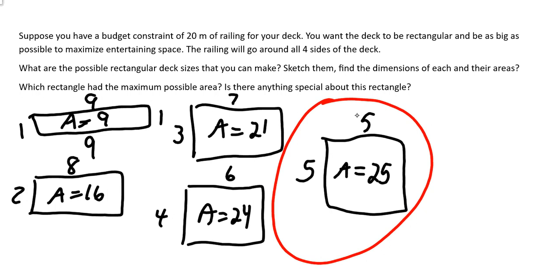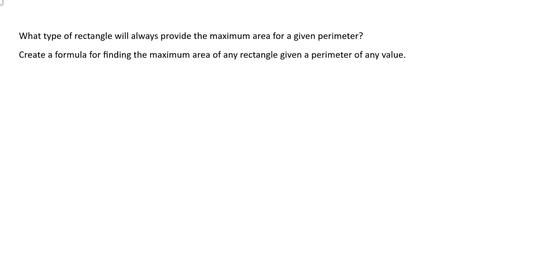So what we can conclude from this, if we kept looking at different perimeters, is that a square is always going to give you the most area possible for the least perimeter possible. So what type of rectangle will always provide the maximum area for any perimeter? The answer to that is a square. Always. A square is always going to give you the biggest area for a given perimeter if you have to build something rectangular.